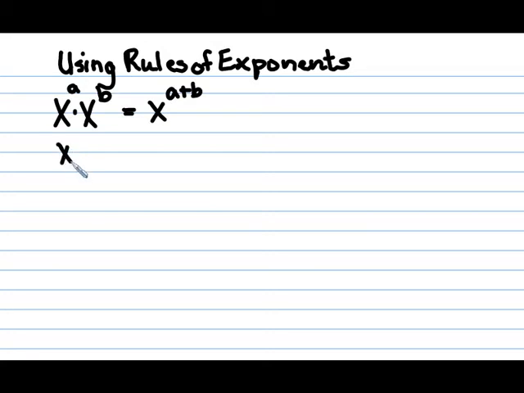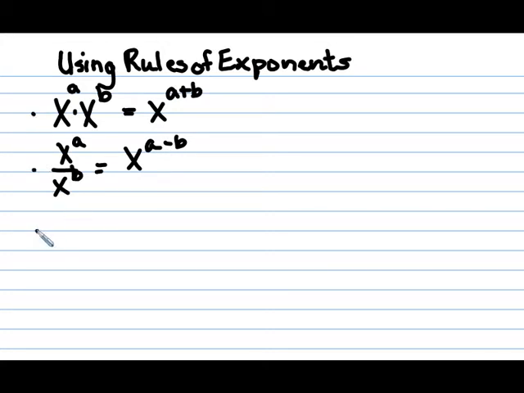To go along with that, we'll talk about division. If I have x to the a over x to the b, we know that division is opposite of multiplication, so it makes sense that it would be x to the a minus b, where the exponent in the denominator is subtracted from the exponent in the numerator. So those are our first two rules.